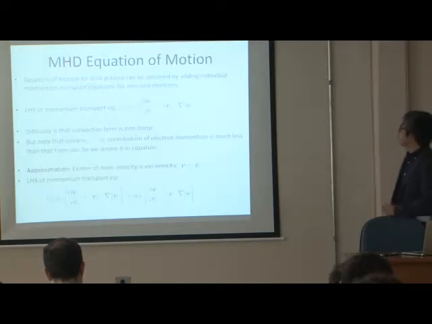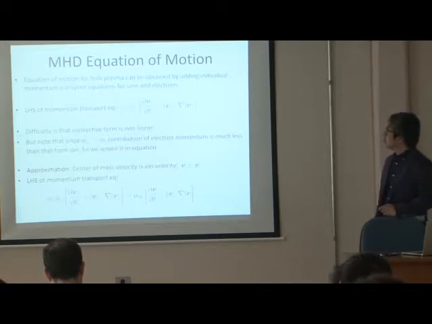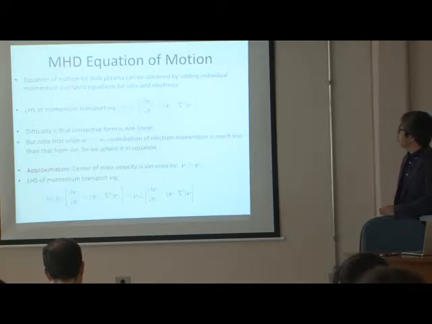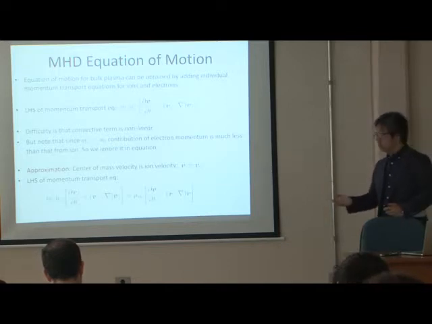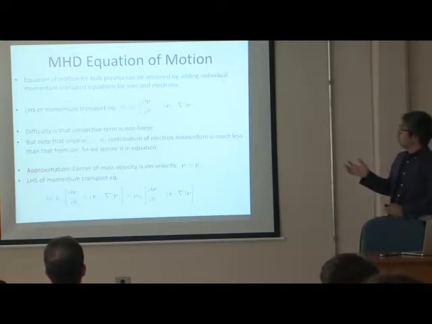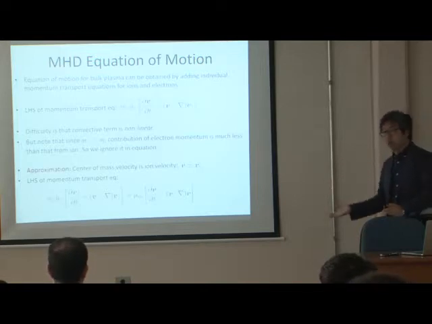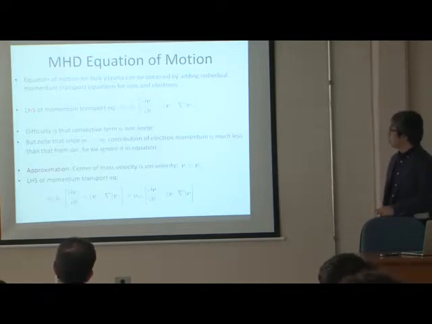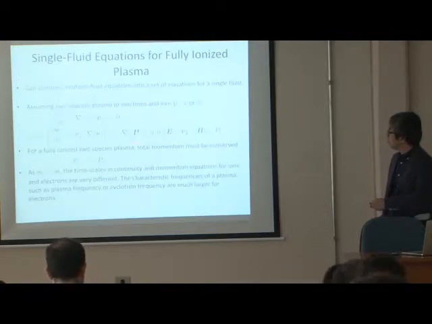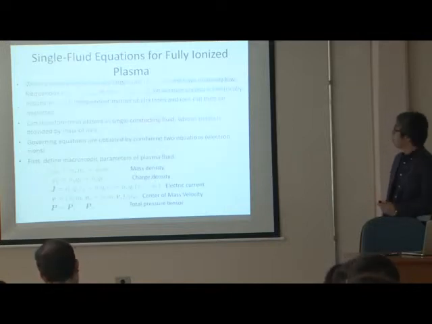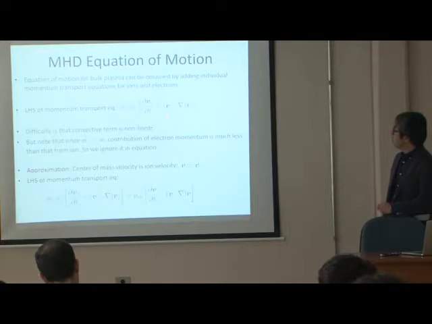Then we go to the next one, the equation of motion. The equation of motion for the bulk plasma can be obtained by adding the individual momentum transport equations for ions and electrons. Previously I used the continuity equation for the number density; here we get the equation of motion using the momentum equation. Maybe you can recap the momentum transport equation here, with its left-hand side and right-hand side. The left-hand side is written here.